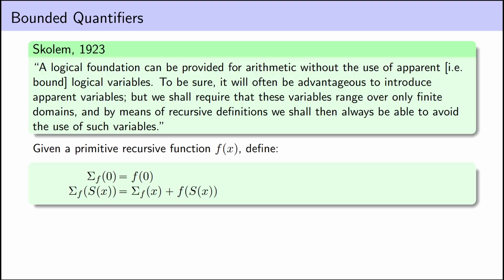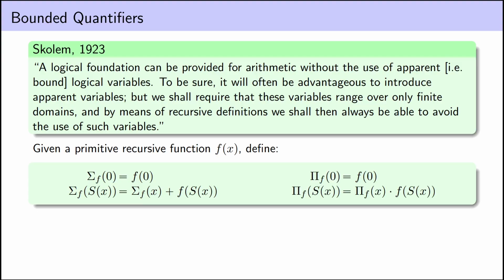Given a primitive recursive function f of x, we can define a new primitive recursive function, sigma sub f, with sigma sub f of 0 being equal to f of 0, and sigma sub f of the successor of x equaling sigma sub f of x plus f of the successor of x. As such, sigma sub f gives us the partial sums of f. Specifically, sigma sub f of n is the sum of f of 0 through f of n inclusive.